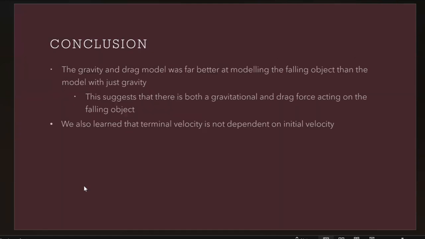So in conclusion, we see that the gravity and drag model was far better at modeling the falling object than the model with just gravity. This suggests that there is both a gravitational and a drag force acting on the falling object. And we also learned that terminal velocity is not dependent on initial velocity.